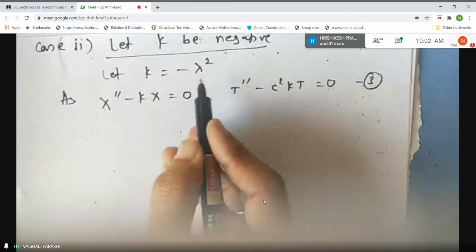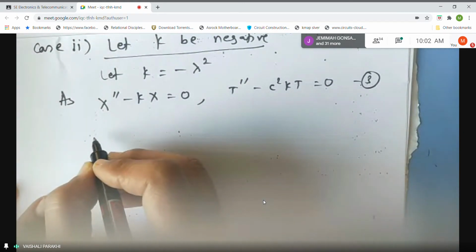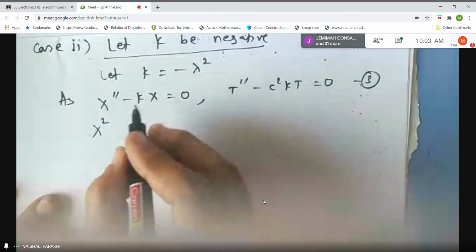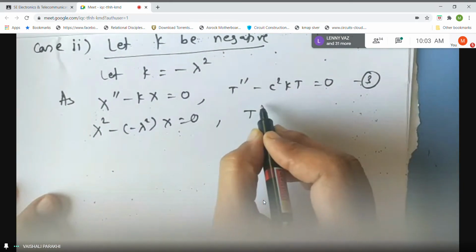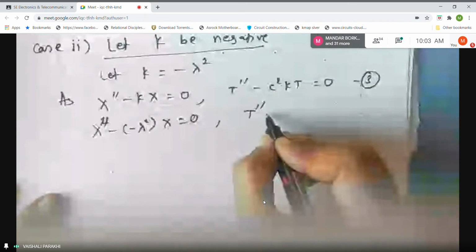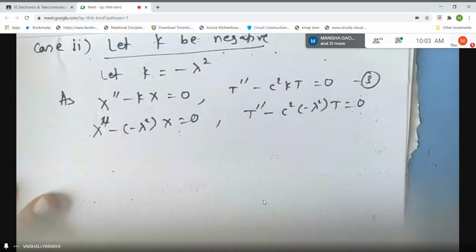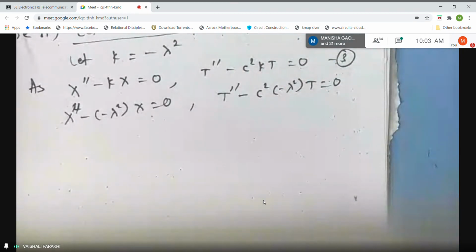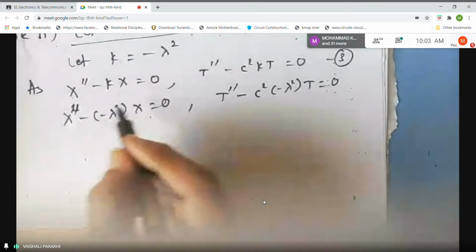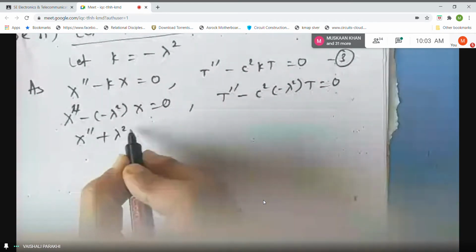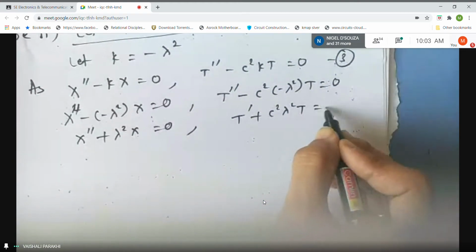So we are going to put k is equal to minus lambda square. See how it looks. It will be x double dash minus of minus lambda square x is equal to 0, and t double dash minus c square into minus lambda square t is equal to 0. So nothing I am doing, students. Wherever there is k, I am replacing it by minus lambda square. So minus into minus will become plus, right? And here also minus into minus will become plus. Okay?